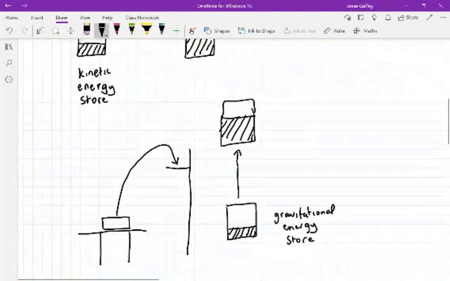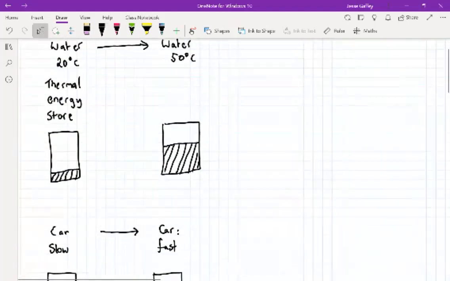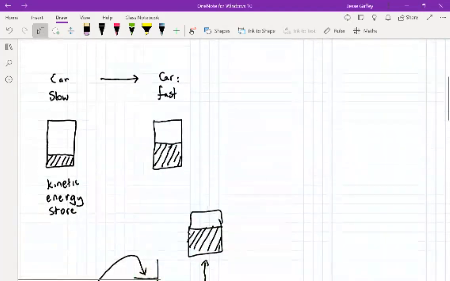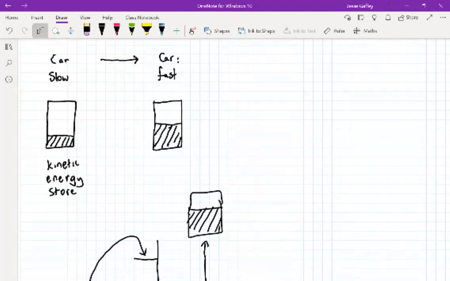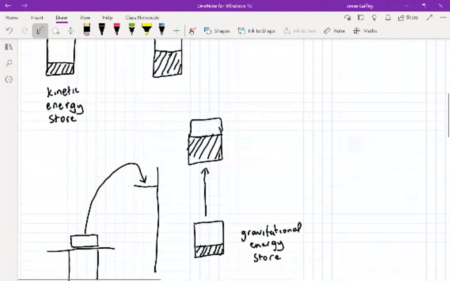So the 3 energy stores we've discussed so far, just to recap, are the thermal energy store, which is when we have a change in temperature. The kinetic energy store, which is when we change the motion of an object. So we make it go from not moving to moving, or from slow to fast, or from fast to slow, or from slow to not moving. All of those are changes in movement.